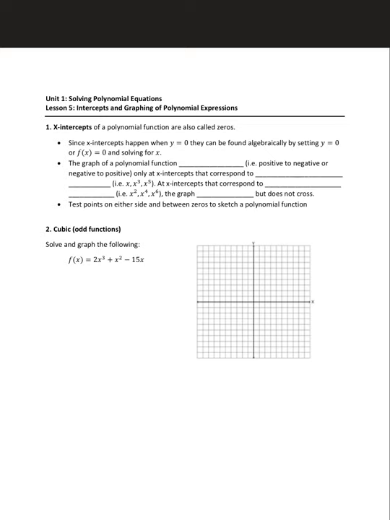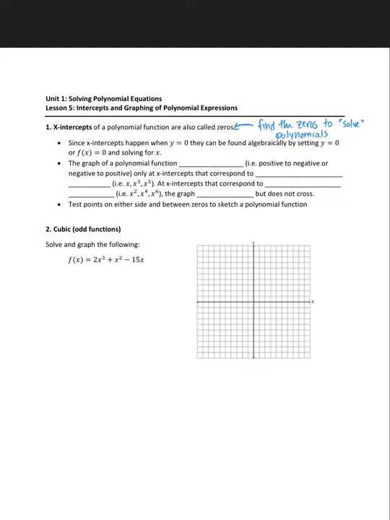We have this idea of solving a polynomial, and when we're solving the polynomial, we're essentially just finding the zeros. So x-intercepts of a polynomial function are called zeros, and let's just write here: we find the zeros to solve polynomials. So when you're asked to solve a polynomial, they're really just asking you to find those zeros.